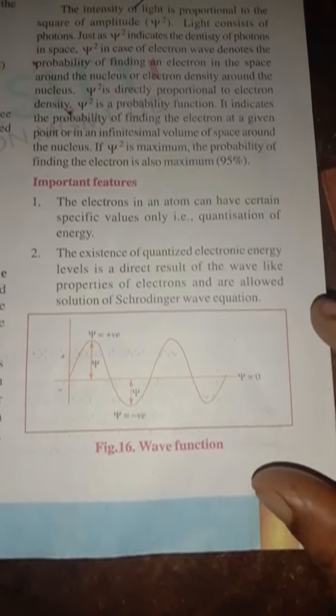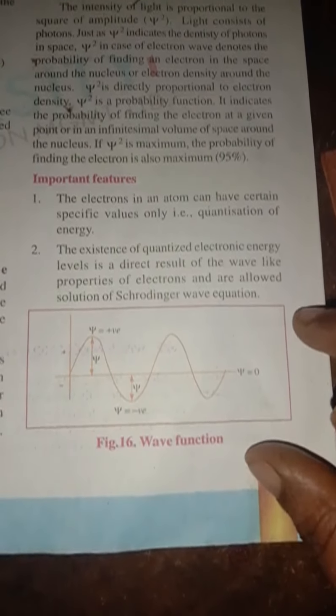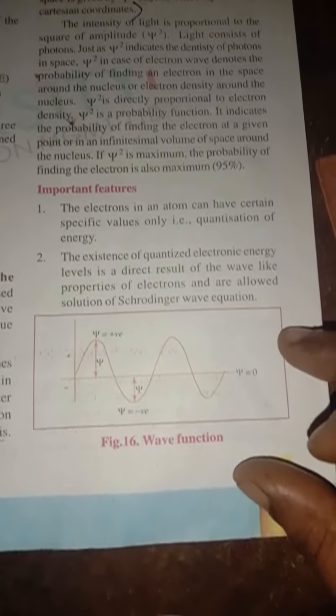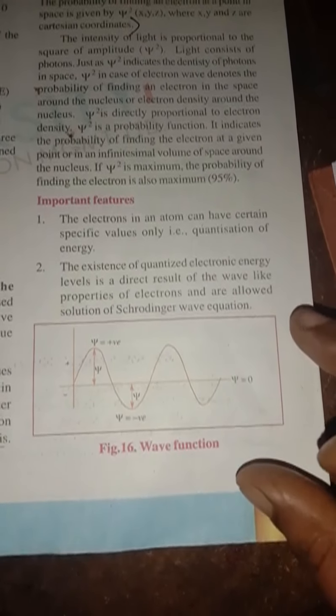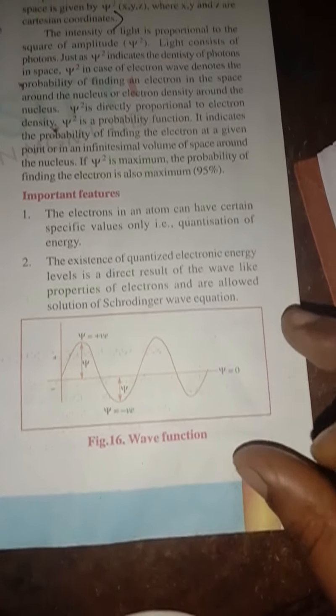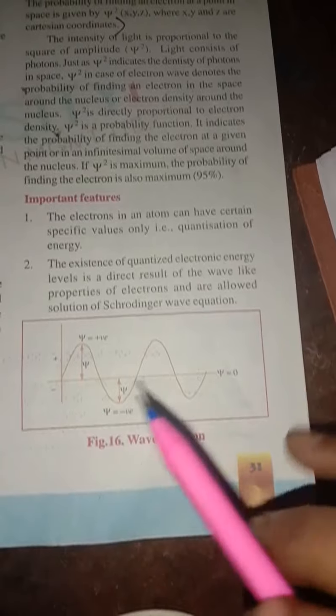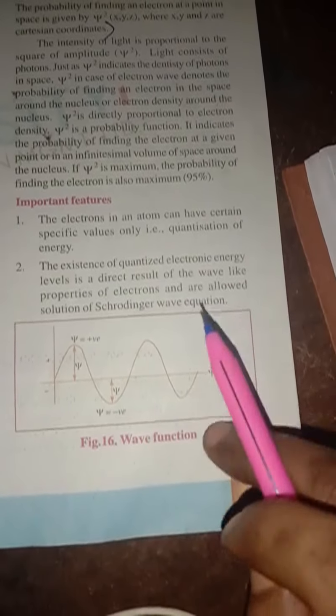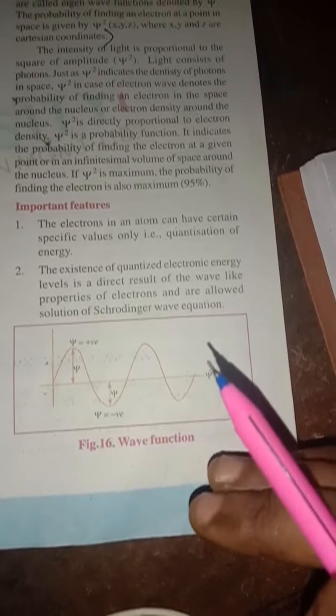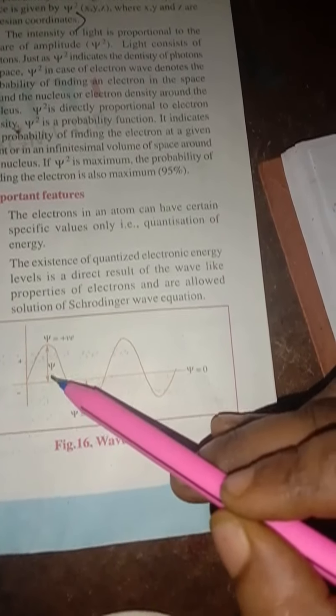Now we are going to learn the importance of psi. Psi is the wave function. It gives the amplitude of the electron wave. Psi is expressed in terms of coordinates x, y and z. The wave function may be positive or negative. It depends on the values of the coordinates. So when will it become positive? Psi is positive in the region above the x-axis.